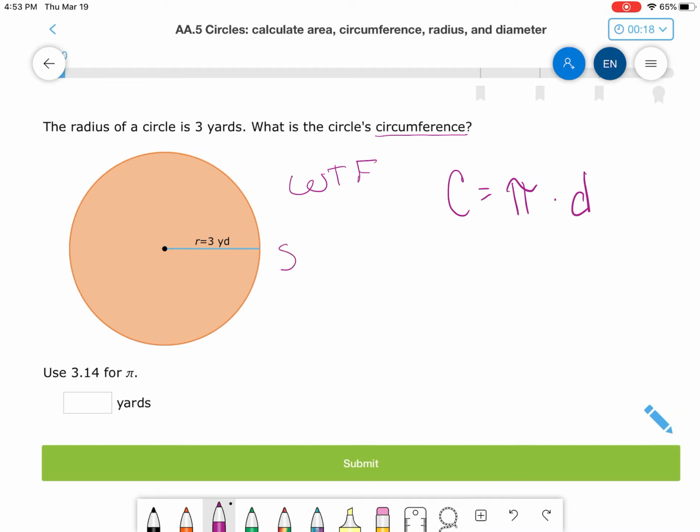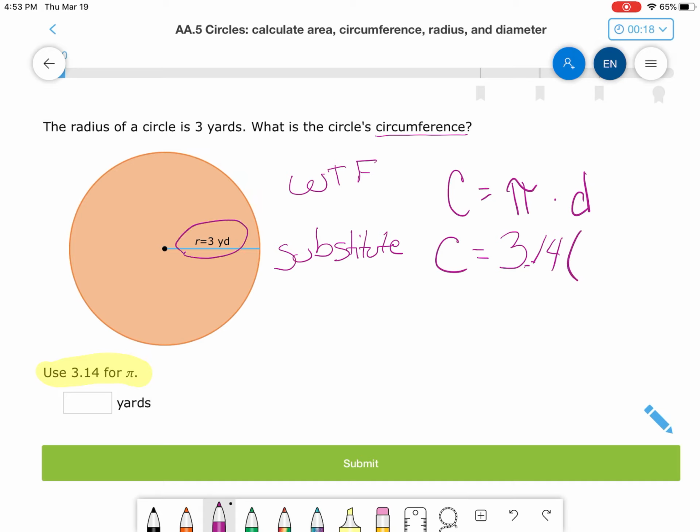Next thing I'm going to do is substitute in. So we don't know what C is equal to. It tells us over here that we need to use 3.14 for pi, so I'm going to plug that in. And we're going to multiply that by the diameter.